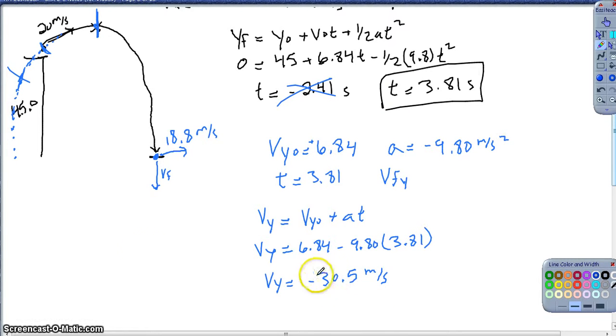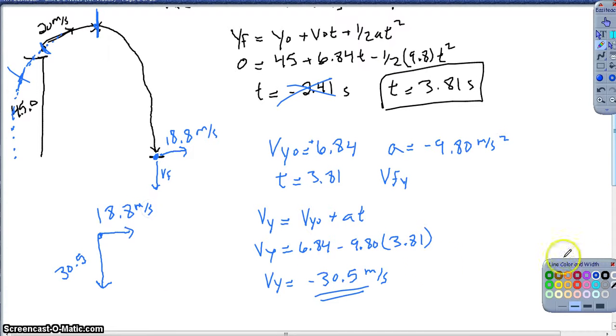Keep in mind the negative simply tells me it's going down, which makes sense, right? This object is falling down once it hits the ground. So then if I'm looking for my final speed, again, be careful. This is not my answer. This is the vertical component of my answer. Okay, so it's moving downward at 30.5 meters per second, whereas the rock is also still moving over at 18.8 meters per second.